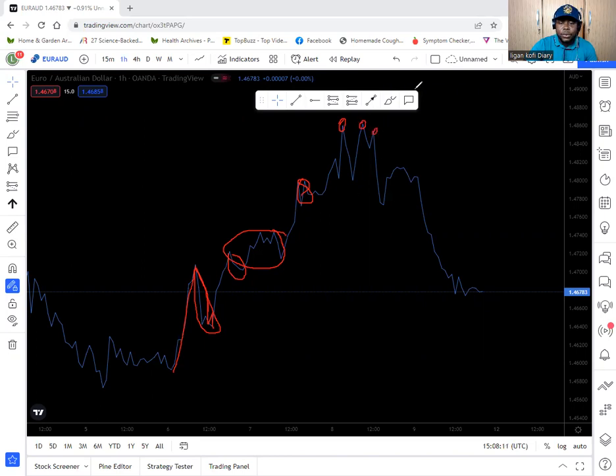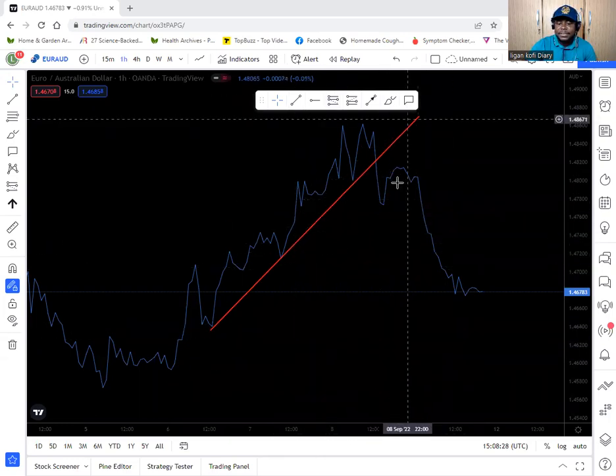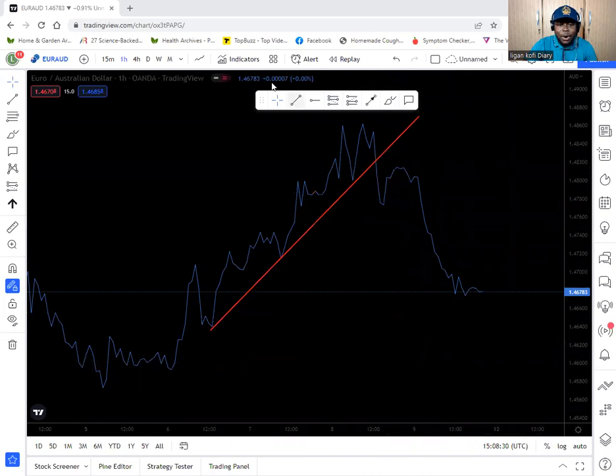And then with this, you can even draw your trend line. You can draw your trend line. Look at it, so nice. This is your trend line. So once this is broken, you have it. You are waiting for another impulse. Once the trend line is broken, you are waiting for another impulse.